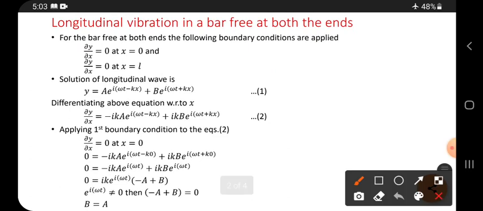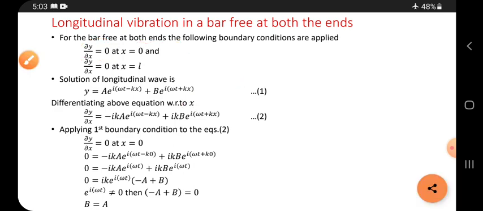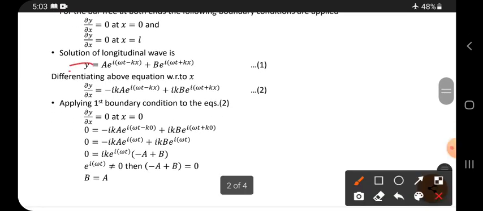Now the solution of the longitudinal wave is y = a e^(i(ωt − kx)) + b e^(i(ωt + kx)). Let this be equation 1. If we want to apply the boundary conditions to this, we have to differentiate equation 1 with respect to x. So differentiating equation 1, it becomes ∂y/∂x.